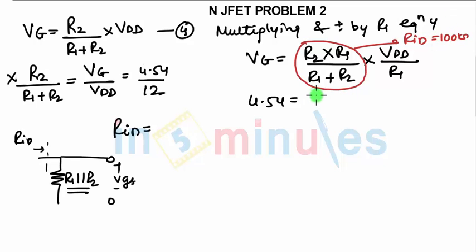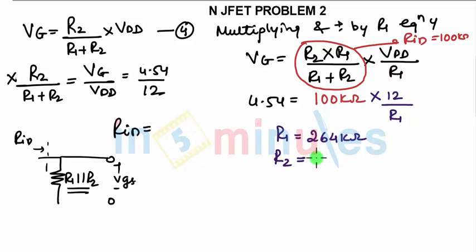So when you substitute 100 kilo ohms in place of R1 parallel to R2, into VDD, given as 12 volts, you can find the value of R1. So from this you will get the value of R1 as 264 kilo ohms, and if you know R1 you can find the value of R2, which is 161 kilo ohms. So when you substitute, you can find the values for both the resistances.